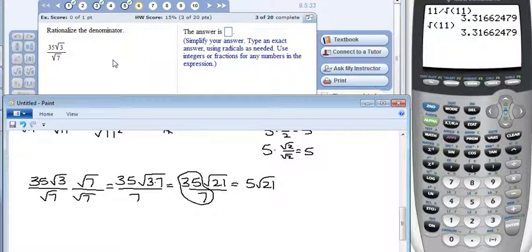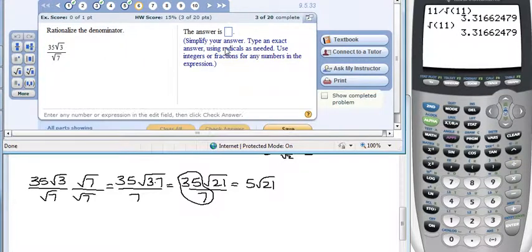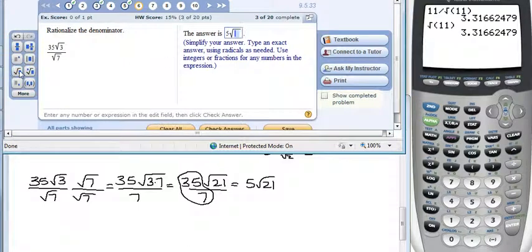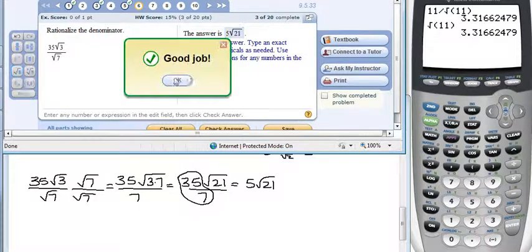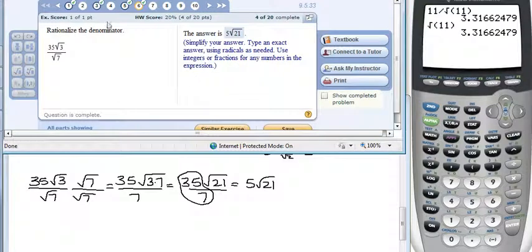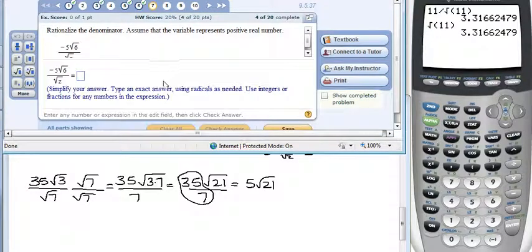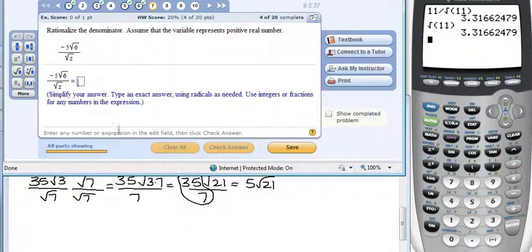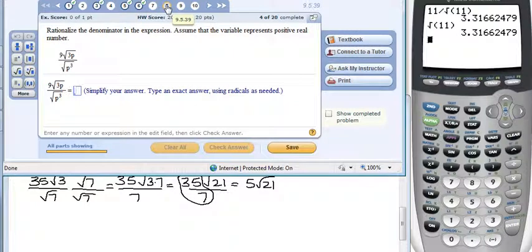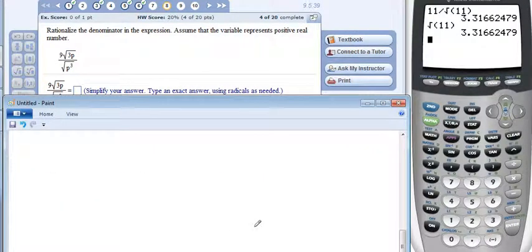Okay? Now you're going to want to throw that in your calculator, get a decimal, throw that in your calculator and get a decimal, and they've got to match. Okay? On your homework, you can do that. You can let MyMathLab check it for you. Okay, this is the same thing. They're going to be slightly different, but basically the same.